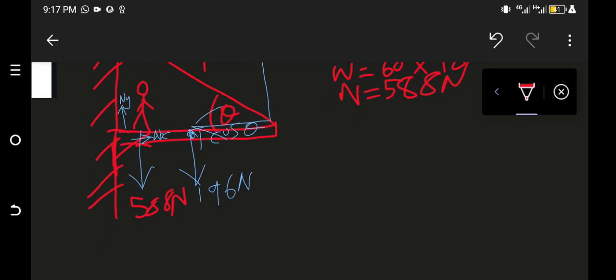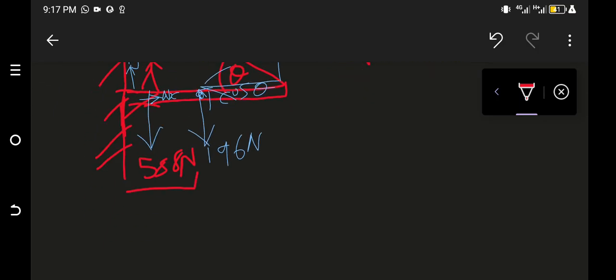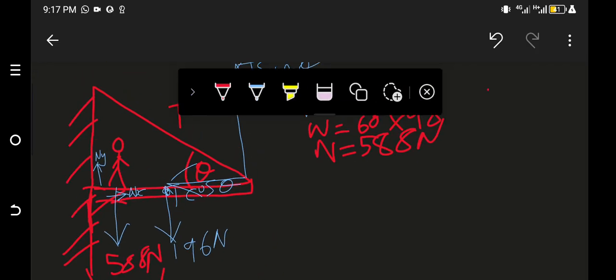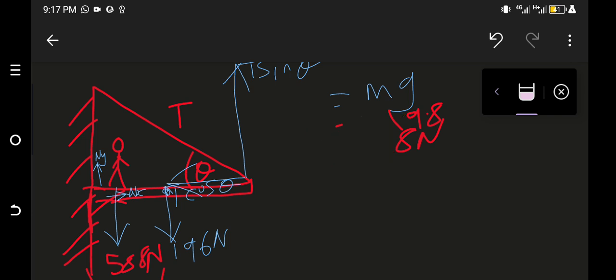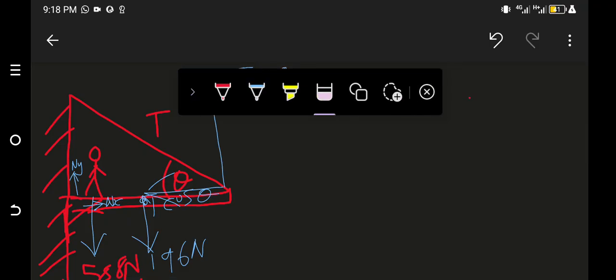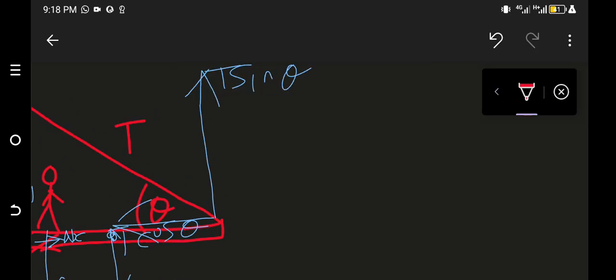So the distances: the person is 2 meters away from the hinge, and the whole distance is 8 meters. Let me delete everything here. We have drawn a free body diagram. Now we are going to use those same laws to find the tension and the horizontal and vertical forces acting on the hinge.